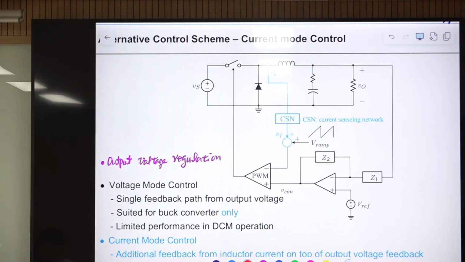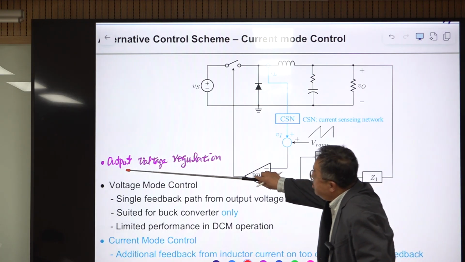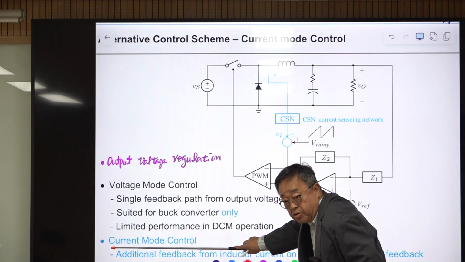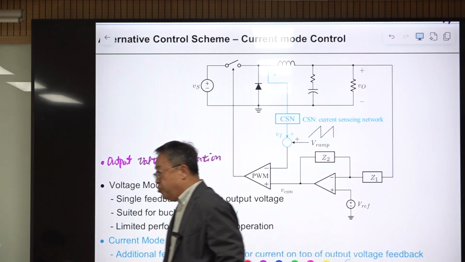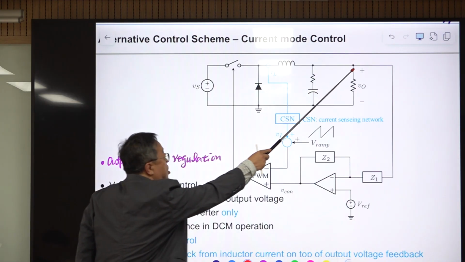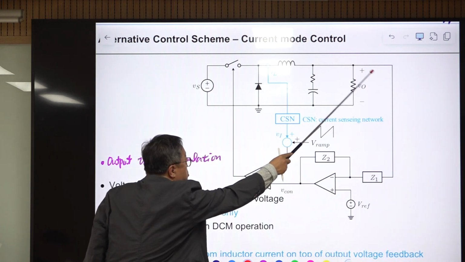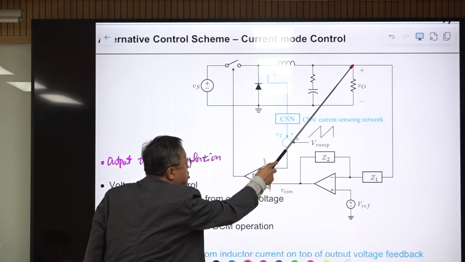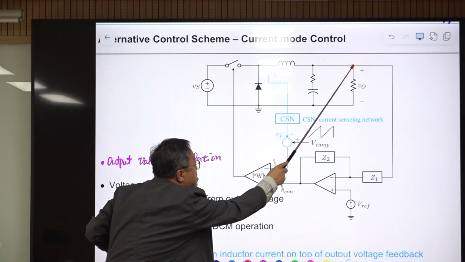That aim remains the same. Okay, so output is regulated in this voltage mode control and current mode control. The difference between voltage mode control and current mode control is shown here. But first, take a look at the voltage mode control. There is one single feedback path from the output voltage. This is necessary. We want to regulate this voltage, so we should sense this.